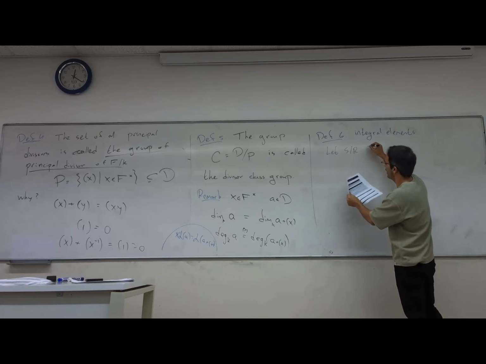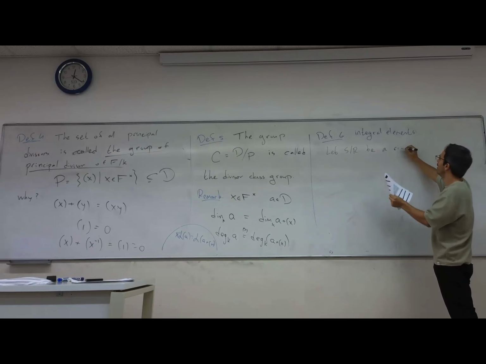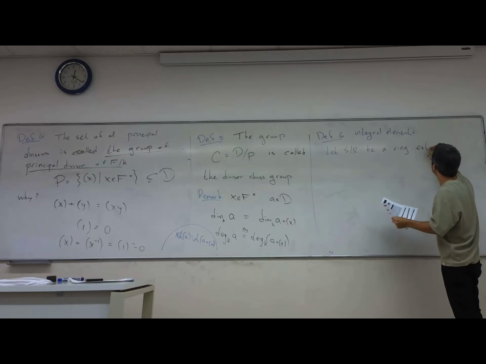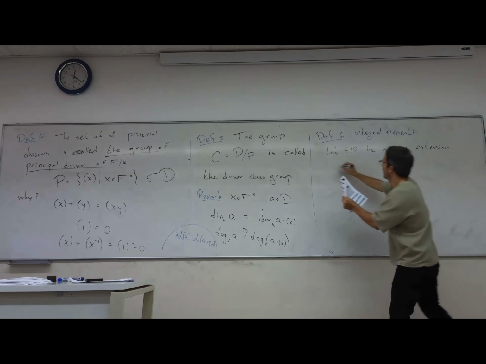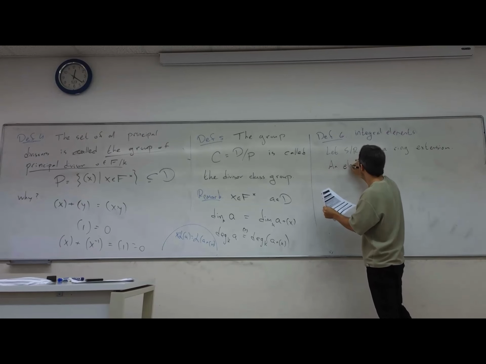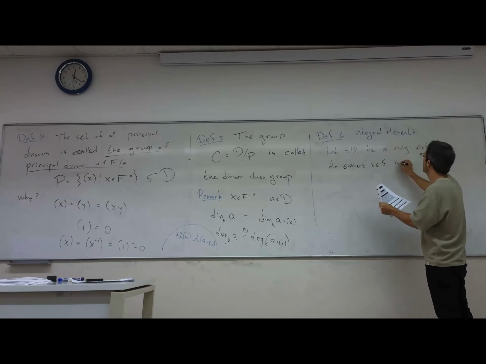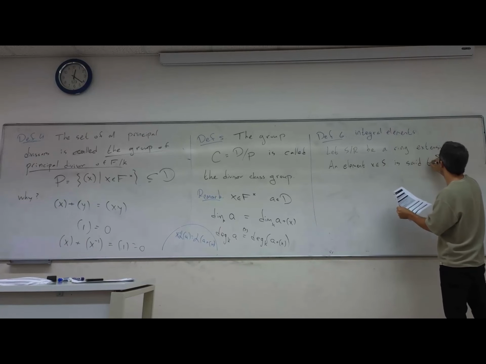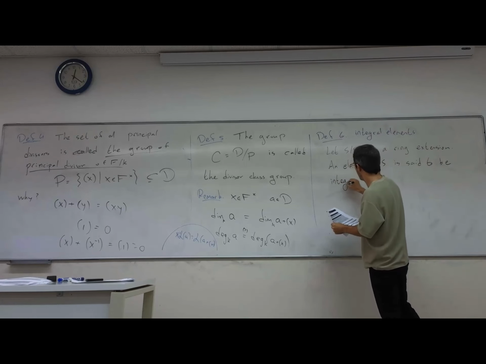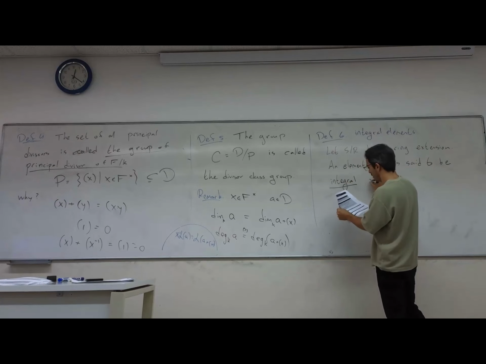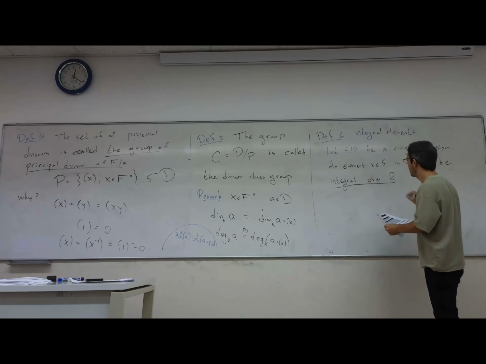So let's say that you have a ring extension, something kind of different than what we had so far. Just two rings, okay? So an element x in the bigger ring is said to be integral over the smaller ring.